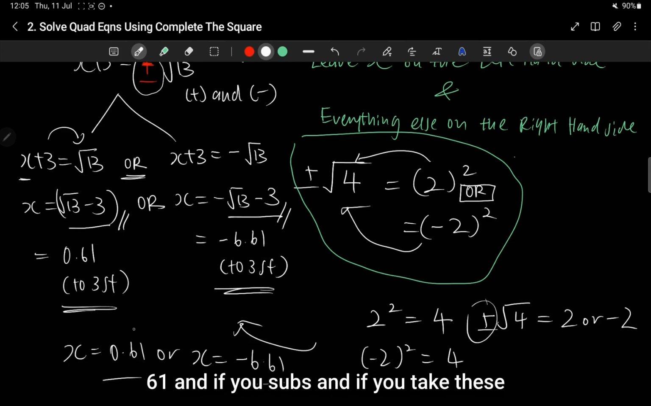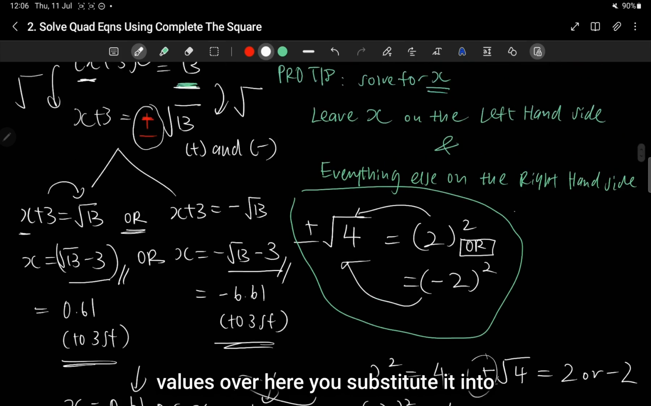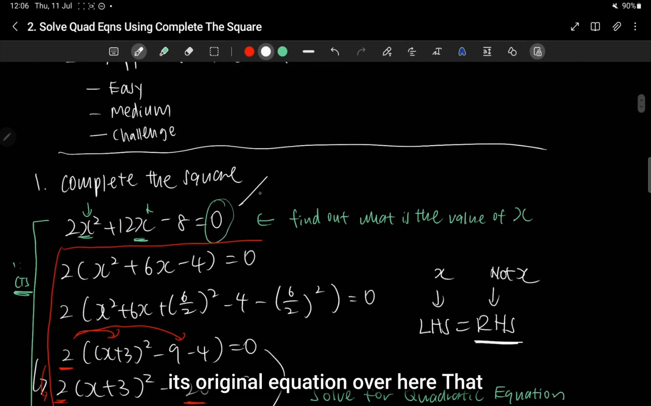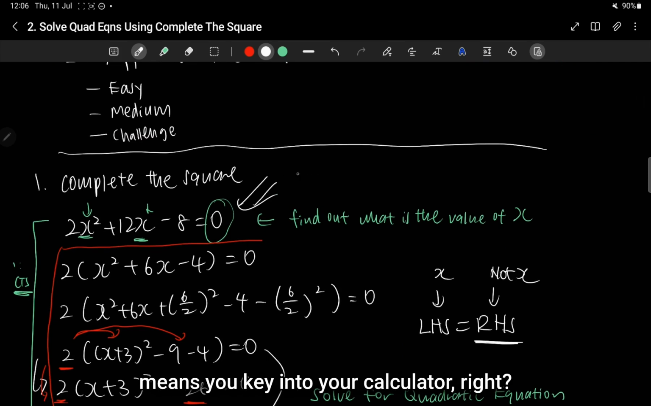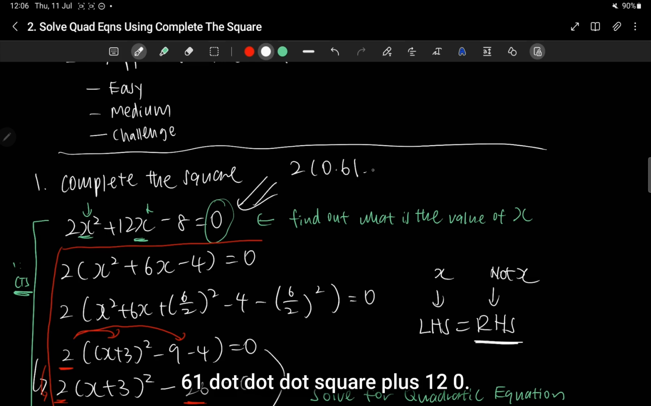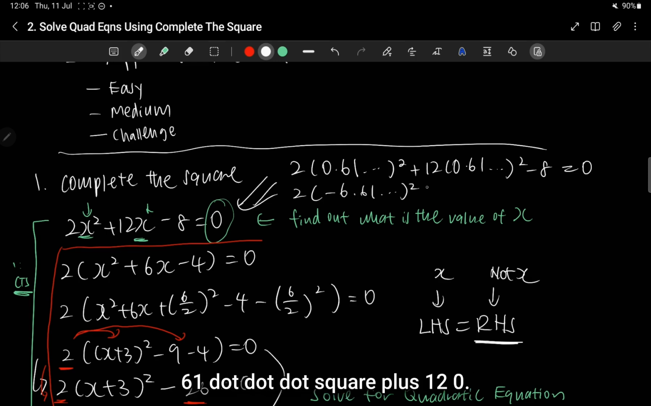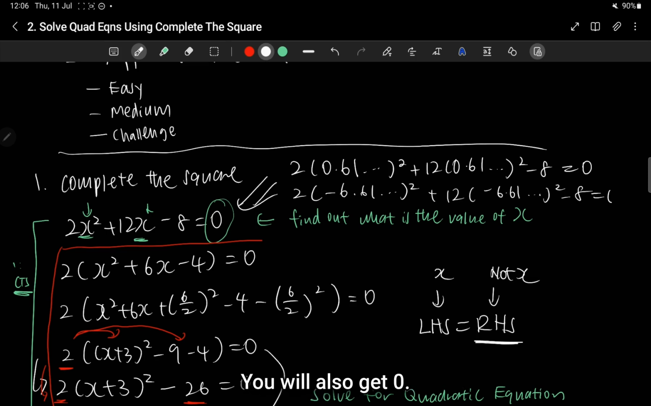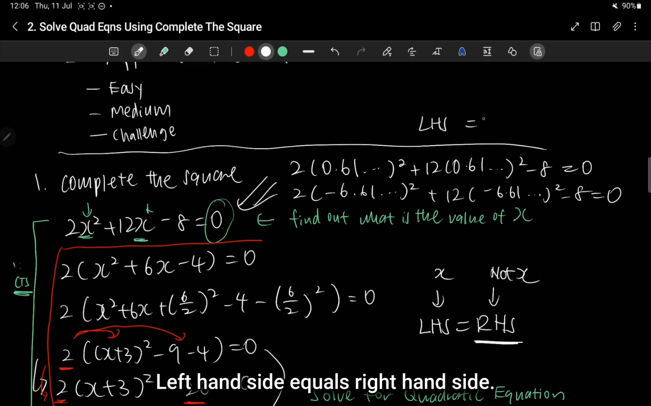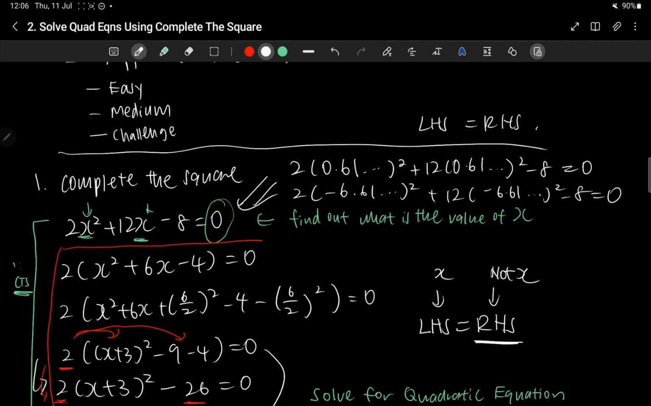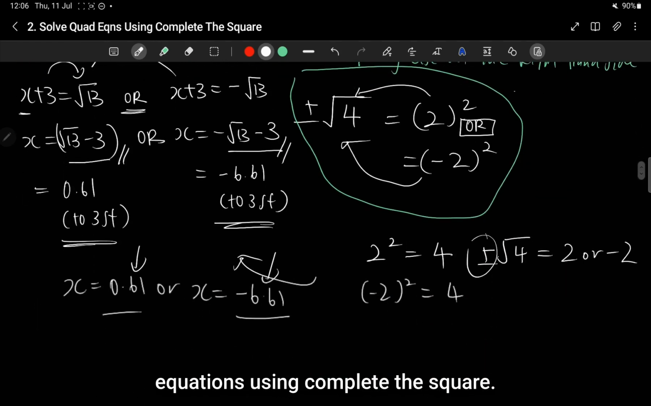And if you take this value over here, you substitute it into its original equation over here. That means you key into your calculator, right? 2 bracket 0.61 dot dot dot squared plus 12 times 0.61 dot dot dot, minus 8, you will get 0. Likewise for the other value, right? 2 times negative 6.61 dot dot dot squared plus 12 times negative 6.61 dot dot dot, minus 8, you will also get 0. Left hand side equals right hand side. So this is exactly how to solve quadratic equations using complete the square.